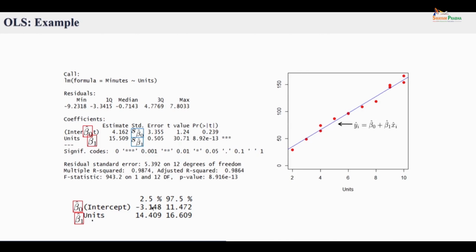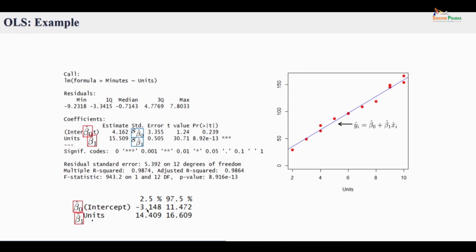Now clearly the confidence interval for beta naught includes 0, and therefore we should not reject the null hypothesis beta naught equal to 0. We should simply accept that beta naught perhaps is equal to 0, whereas the confidence interval for beta 1 does not include 0. So we can reject the null hypothesis that beta 1 equals 0, and the slope is an important parameter to retain in the model.